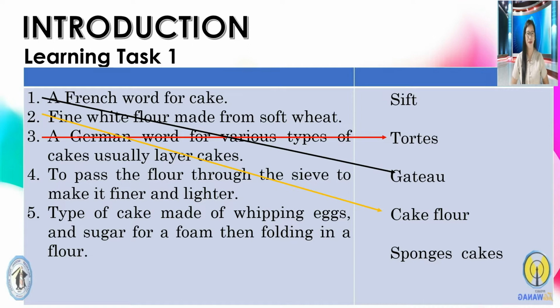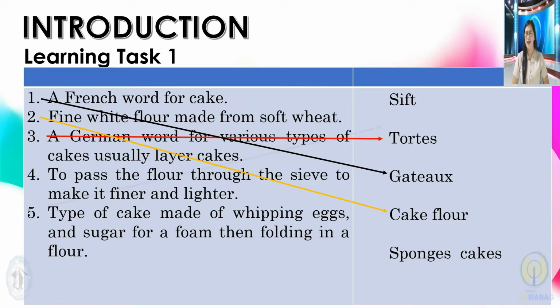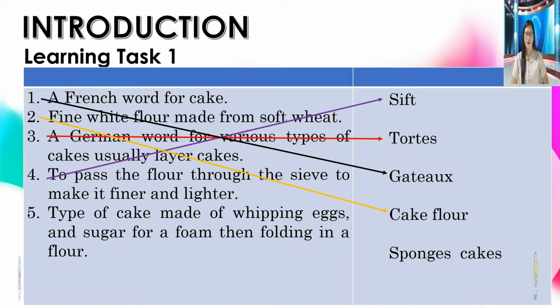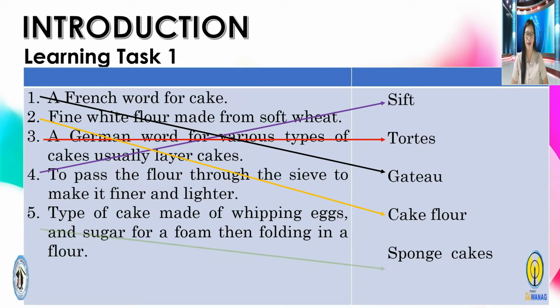Number 4. To pass the flour through the sieve to make it finer and lighter. The answer is sieve. Number 5. A type of cake made of whipping eggs and sugar to a foam, then folding in the flour. The answer is sponge cakes.